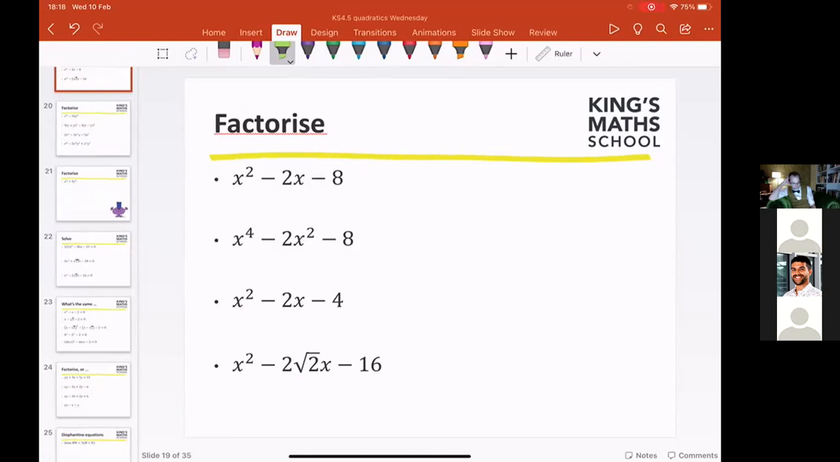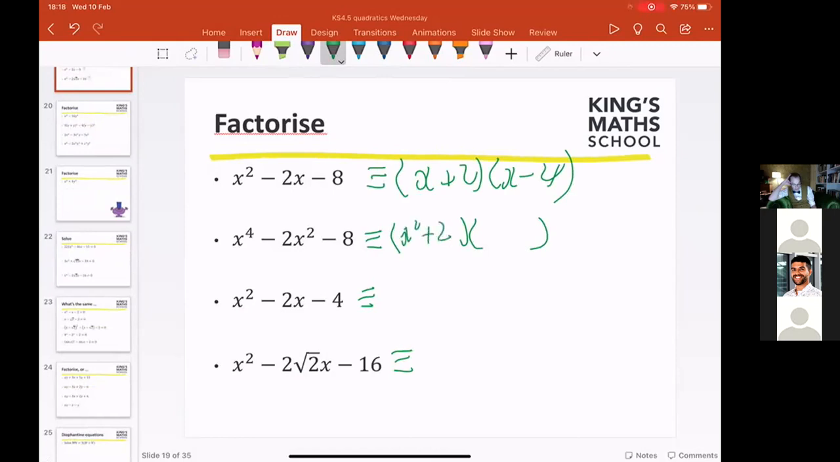Well, as always, I'm going to do the easy first example. So I'm pretty sure that's x plus 2, x take away 4. So therefore, by extension or by generalization, that's going to be x squared plus 2 and x squared take away 4. Job done? No. Because of course they need to recognize that as being the difference of two squares.